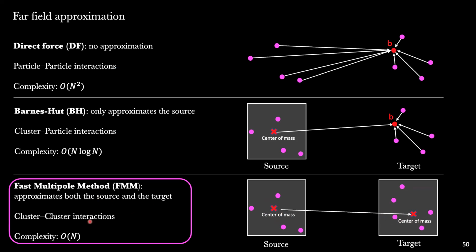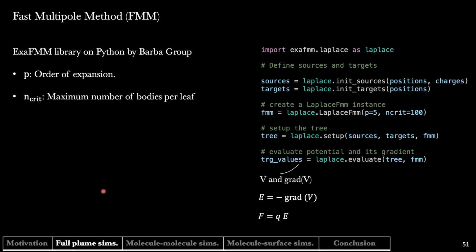And I tried to implement this FMM algorithm using the ExaFMM library on Python by Barba Group. And this library allows us to prescribe the value of P, which is the order of expansion of the FMM code. So when P is higher, the accuracy is higher as well, but we also do more computations. And ncrit, which is the maximum number of bodies per leaf.